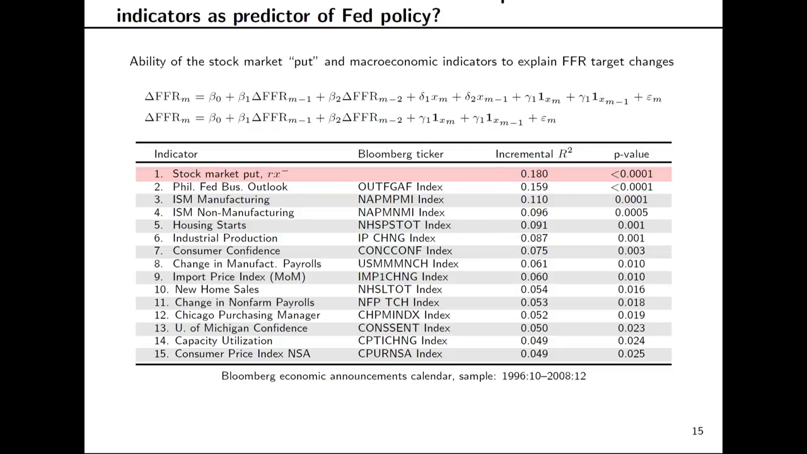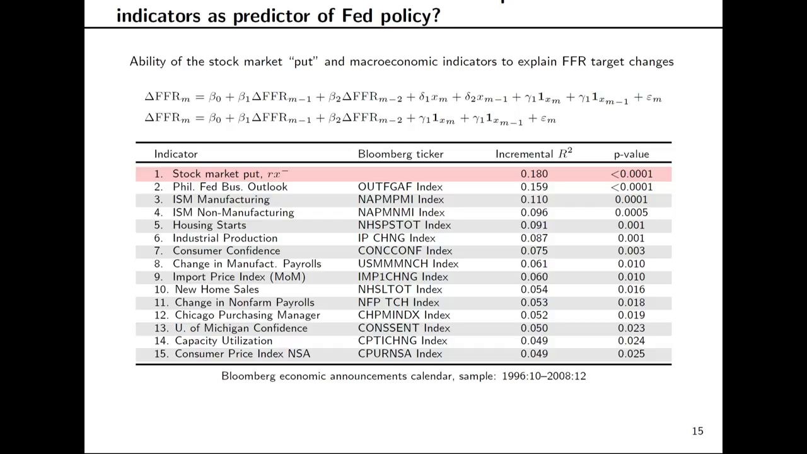But let's take a look at how much incremental predictive power we get out of the competitors to the stock market, namely all these macroeconomic indicators. So we took data for all the main macro releases in Bloomberg. There are about 38 of those, and we ran the same two regressions that I just talked you through. First, just the change in the Fed funds target on two lags, and then second, the same thing, adding in some macro data. There are some missing data dummies, just disregard those. Then in the column that says incremental R squared, you can see how much extra predictive power we get out of the stock market.